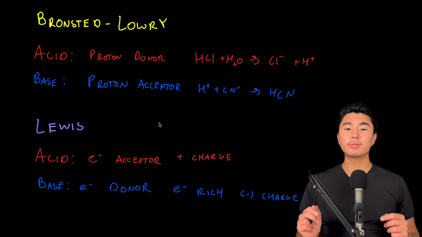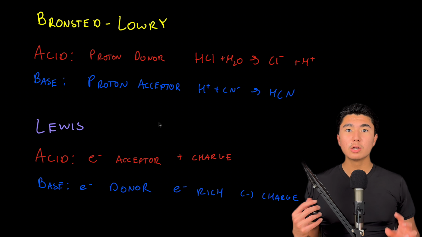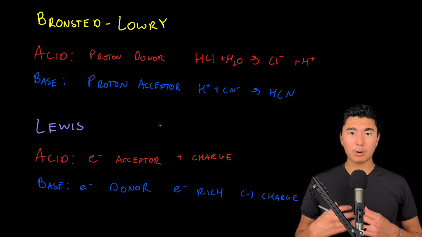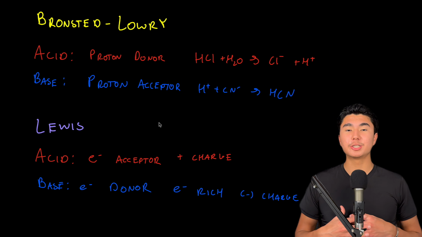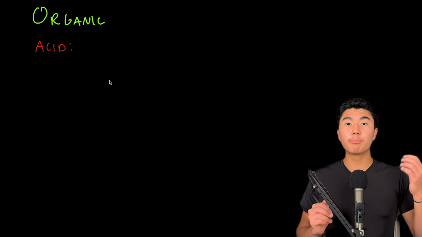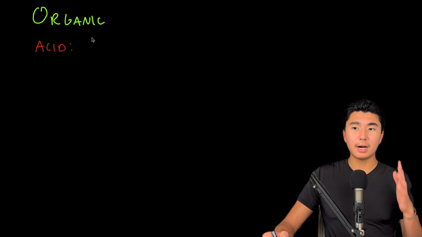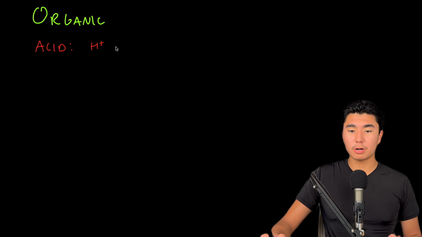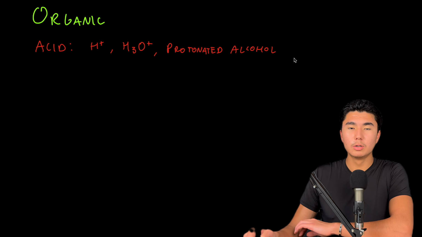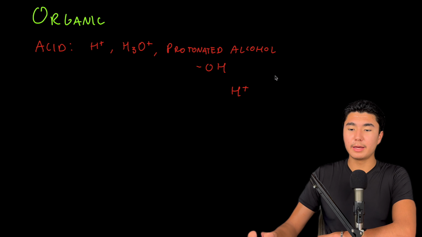So now that we know both the definition of the Bronsted-Lowry acid base and the Lewis acid base, we're going to use those to form our organic chemistry definition of acids and bases. Our organic acid definition is going to bring in that Bronsted-Lowry definition of acids, in which we're going to have a hydrogen, like a positively charged hydrogen. We might also have H3O plus hydronium or a protonated alcohol, which alcohol is going to be that OH, so a protonated version of that would just be that H.